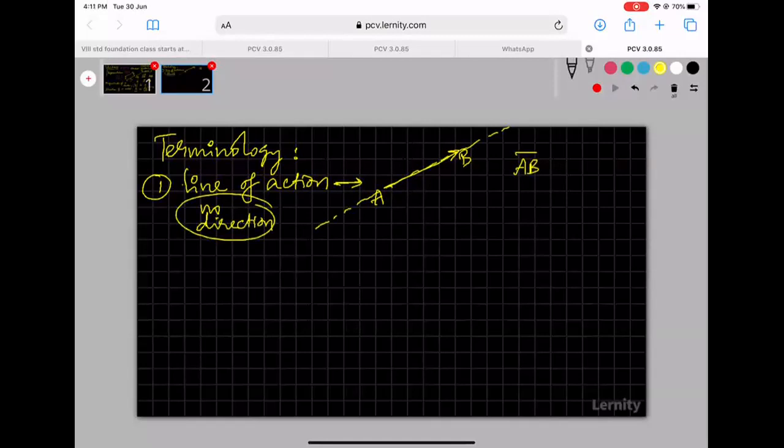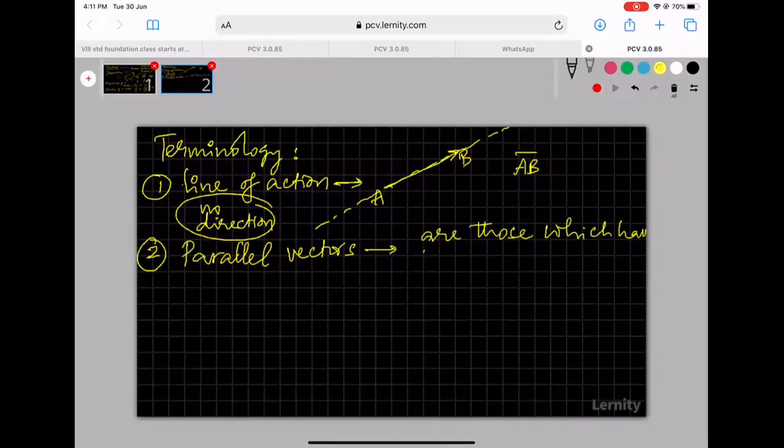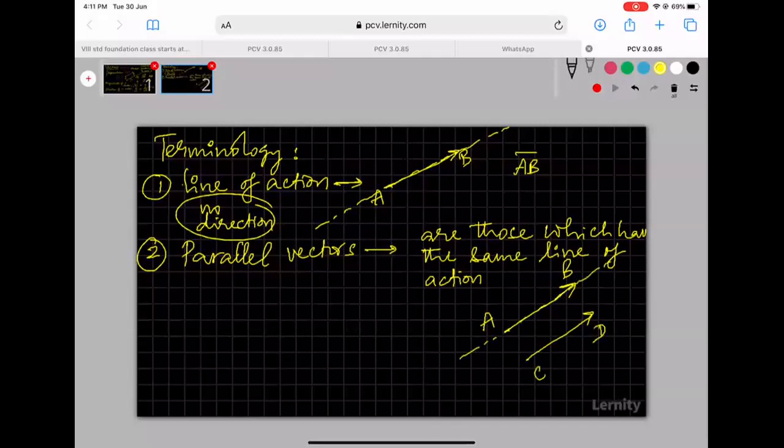Number 2, another term. We have something called parallel vectors. Parallel vectors are those which have the same line of action. Vectors having the same line of action are called parallel vectors. Meaning, if this is a vector AB bar, and if this is a vector CD bar, the line of action of AB bar is this. The line of action of CD bar is this.